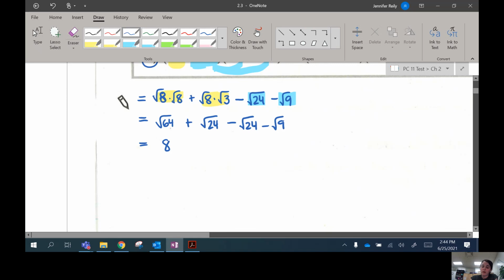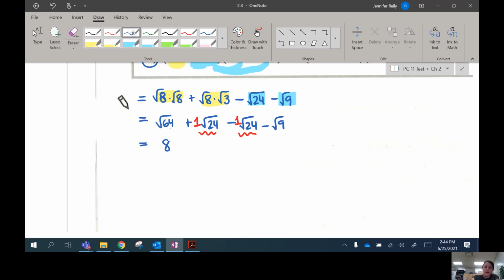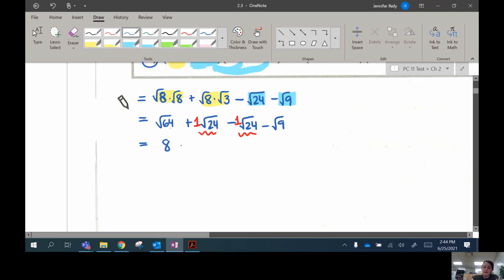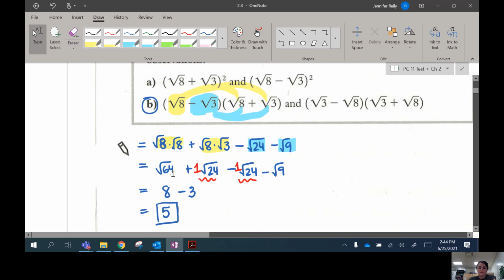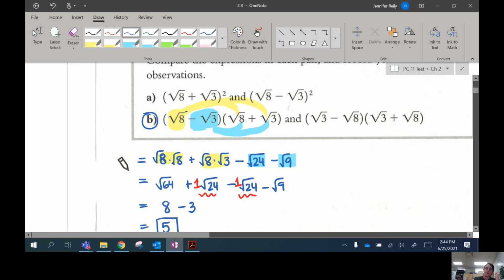Square root of 24 and square root of 24, these are both like radicals. They can be added together. This one has a coefficient of 1, and this one has a coefficient of -1, so they cancel out to make 0. And then I just have a 9 here. Square root of 9 is 3, so I end up with 8 minus 3, which is 5. Okay, so this is the technique we're practicing today. We're going to practice foiling with radicals.